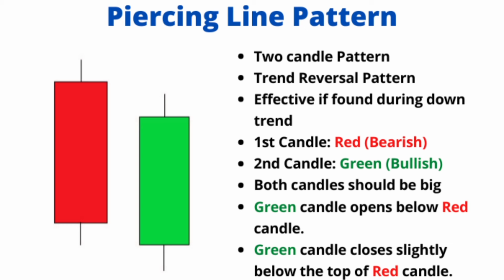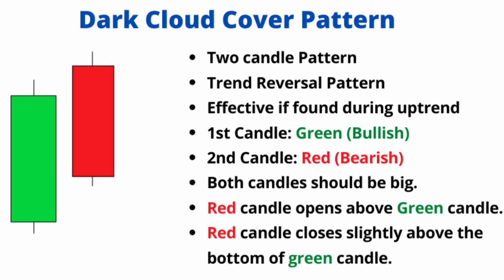but closes above the midpoint of the first candle. This pattern indicates a potential bullish reversal. And of course, you can find this not in the cryptocurrency market, but you can find it in other markets. Next one is dark cloud cover, which is exactly the opposite of piercing line. And again, you can find this in any market other than the cryptocurrency market.